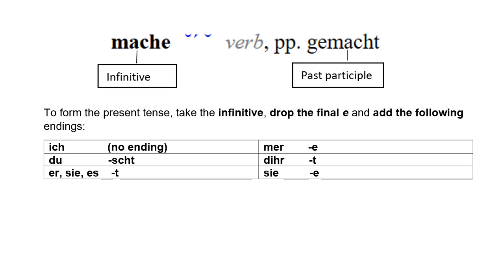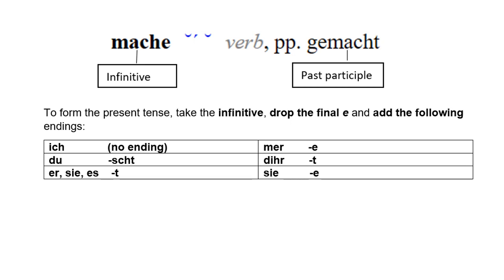If it's er, sie, or es, a he, she, or it, we add t. If it's wir, we add an e. If it's ihr, we add a t. And if it's sie, we add the sound spelled e. Now, here are the endings, and you can see them there.